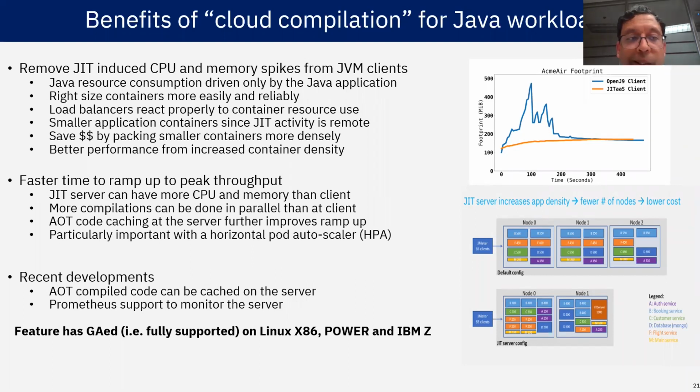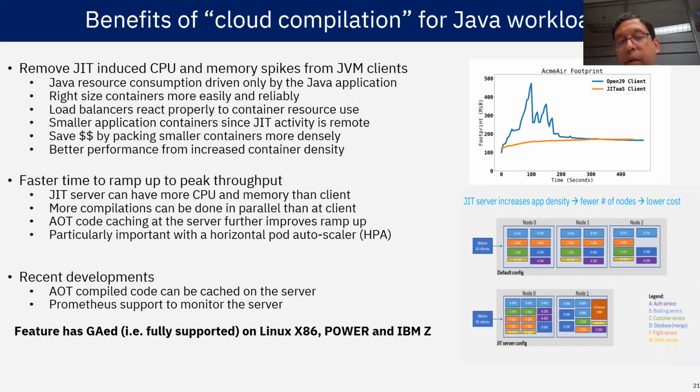Why would you want to do this? And the slide gets into this. I won't spend too much time on this, but there are two main reasons. One, as you can imagine, by pulling out the JIT compiler from your container, where the rest of the JVM and your application is, we remove the JIT-induced CPU and memory spikes from those containers. So this allows you, the end user, to right-size your containers. You don't have to worry about this phantom component in the container, this JIT compiler component. And instead, you can rely on the resource consumption only driven by the Java application and right-size your containers.